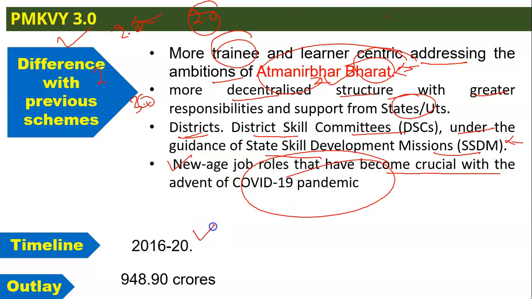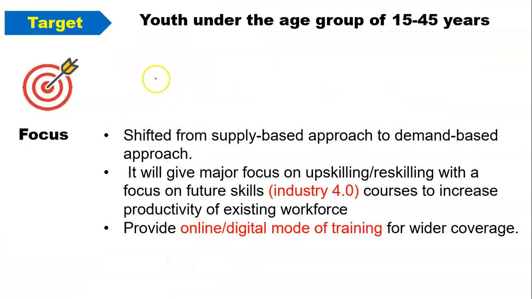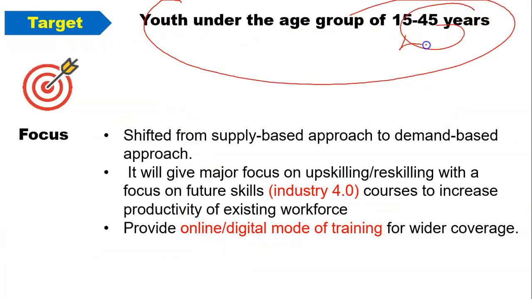And the timeline for this scheme is not 2016, it is 2020 to 2021, and they have allocated 948.90 crores for this scheme. Now, what is the target of this scheme? They are targeting youth in the age group of 15 to 45 years.